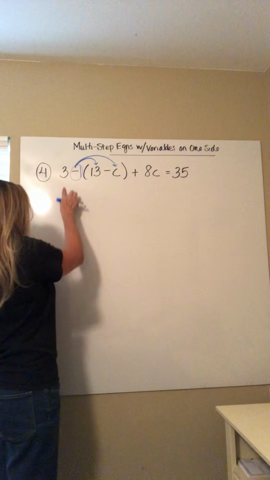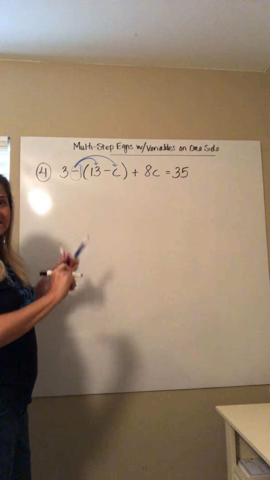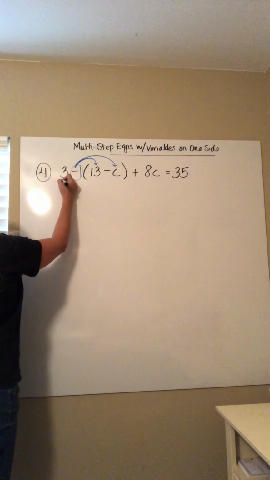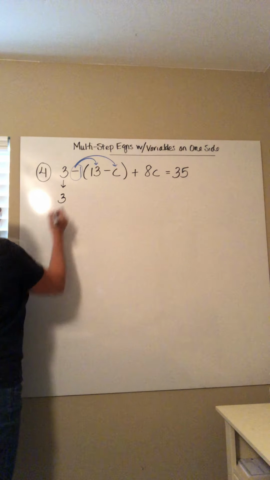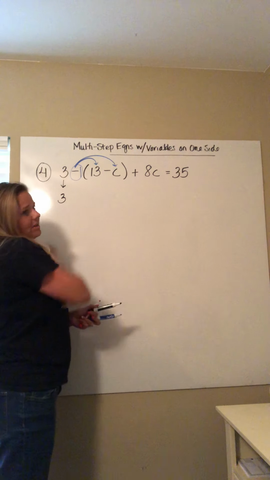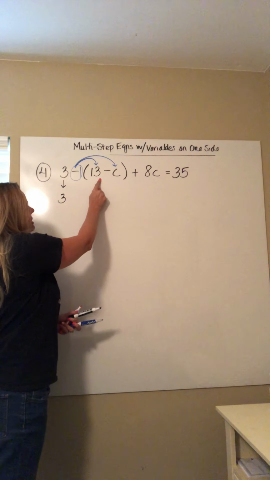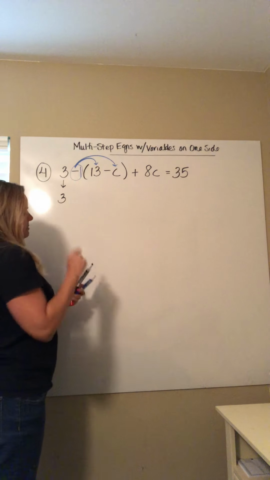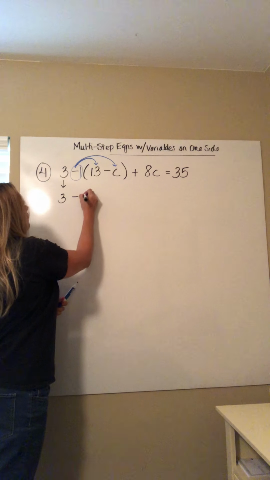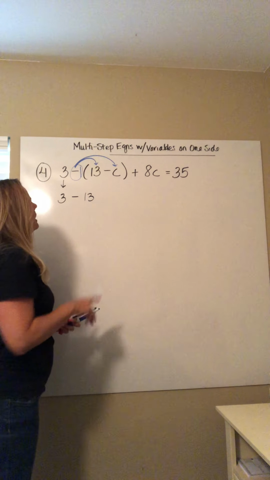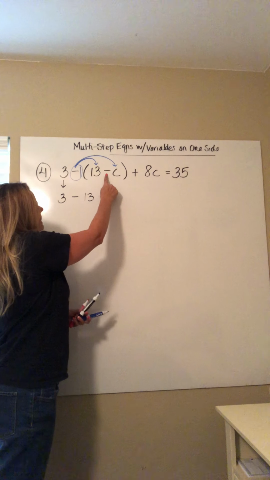So the first thing I'm gonna do though is bring down this 3 that's sitting in front. It's kind of in an awkward place. I'm just gonna bring that 3 down. He's not part of the distributive property. I'm gonna multiply negative 1 times 13, and negative 1 times positive 13 is negative 13. Negative 1 times negative c.